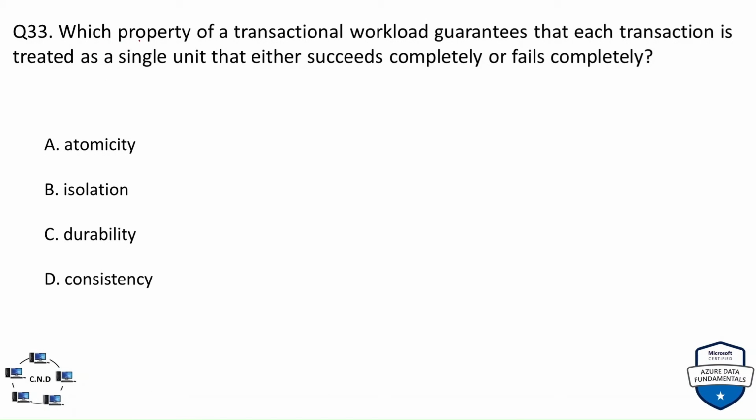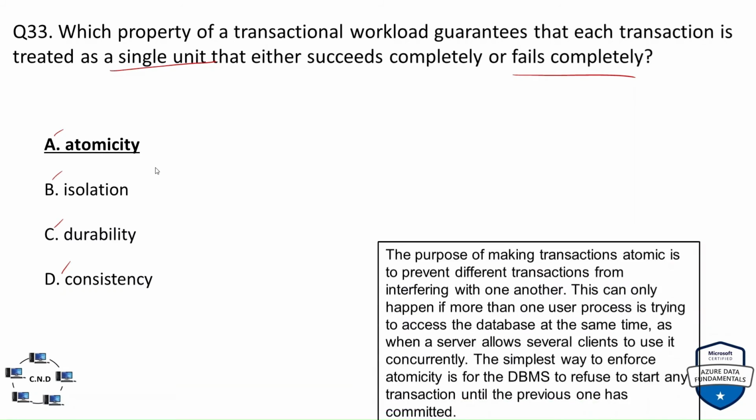Question number 33 is that which property of a transactional workload guarantees that each transaction is treated as a single unit that either succeeds completely or fails completely? And the options are A, atomicity, B, isolation, C, durability, and D, consistency. And the correct option is atomicity.